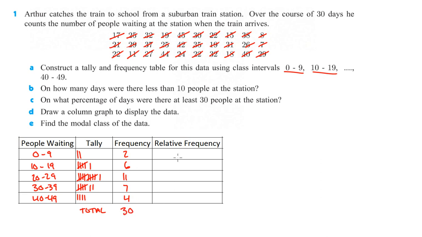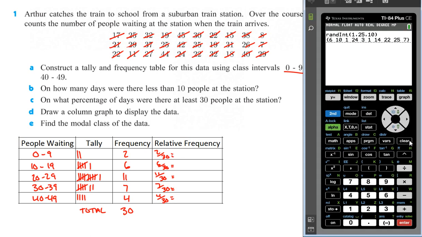All right, and then now we're going to figure out our relative frequency. So this is going to be 2 out of the 30, 6 out of the 30, 11 out of 30, 7 out of 30, and 4 out of 30. Okay, so we'll go through and calculate what all of those are.